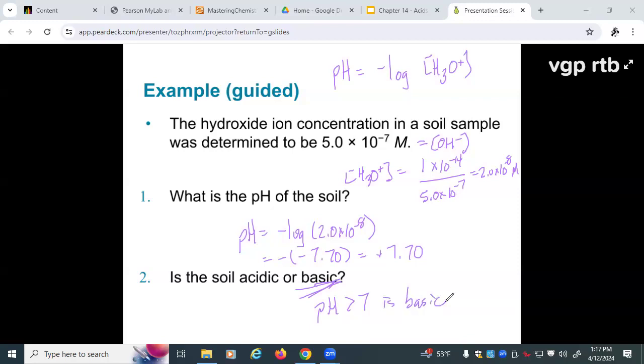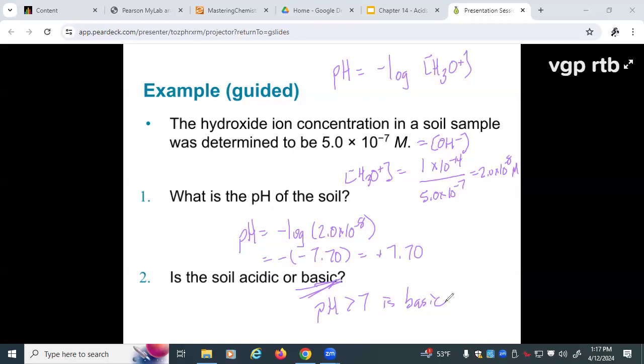We could have gone that way. Now, based on what we just did, the problem before, we can also answer it that way as well. My hydronium was 10 to the -8. My hydroxide was 10 to the -7. The hydroxide concentration is bigger, so the water is more basic than it is acidic. So we could have concluded it was basic just off of the concentrations.